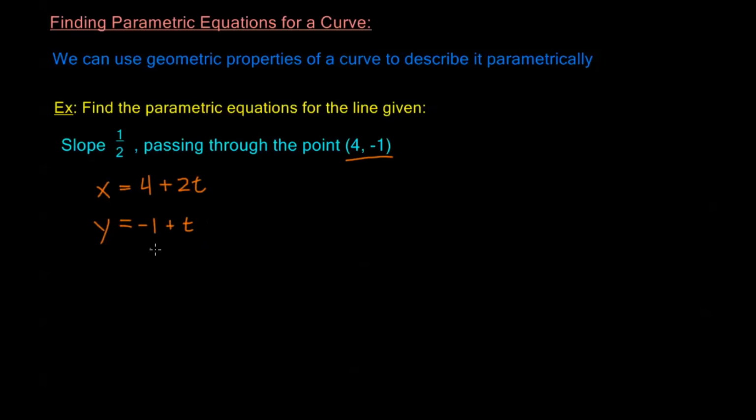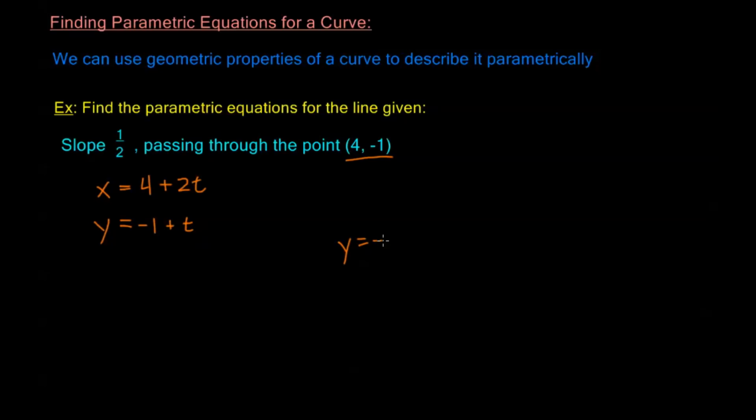Now we can always check our answer by removing the parameter here. This is just a way to check, but these are the equations that we want. And there are other versions of this as well. Of course, I could have put t here and 1/2 t here, and that would have been the same thing, wouldn't it? But just checking to make sure that we pass through this point, and we have a slope of 1/2.